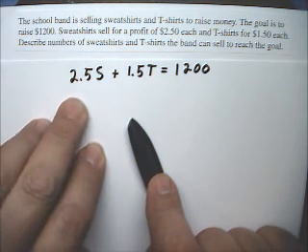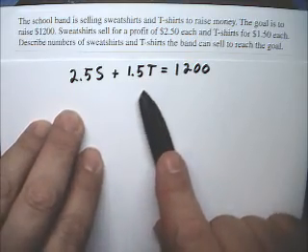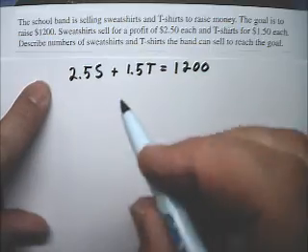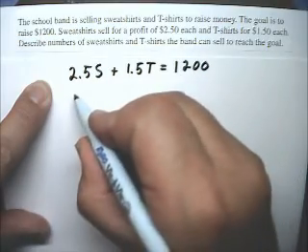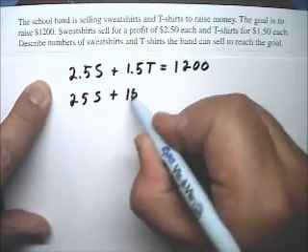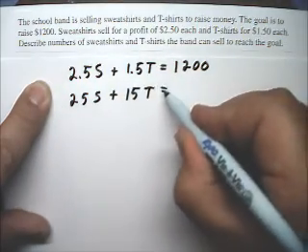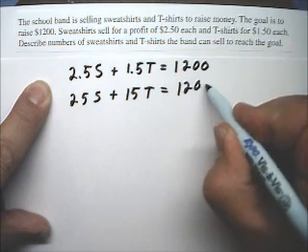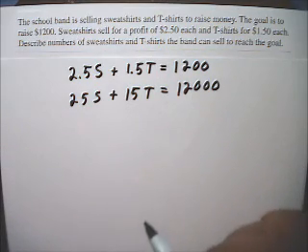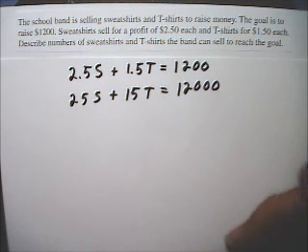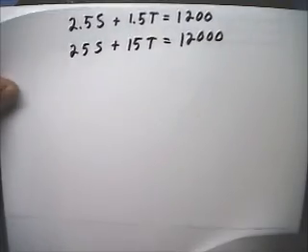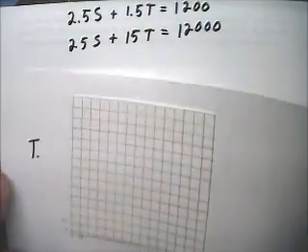I'm going to multiply this equation by 10. That way I get 25s plus 15t equals 12,000. See, just working with an equation like this is a little bit easier than working with those decimals.